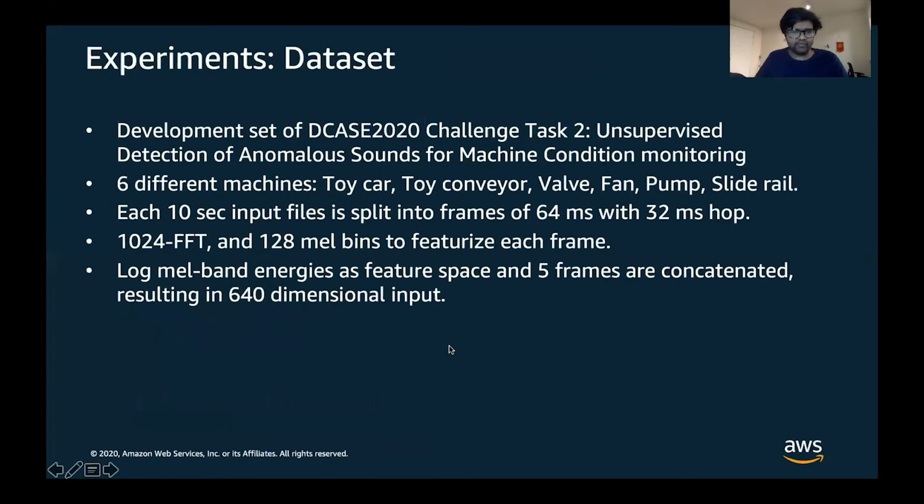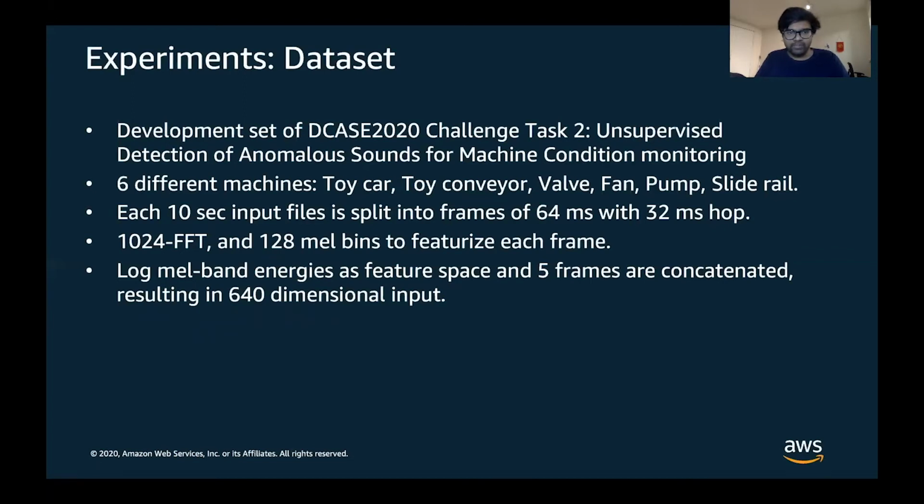So the dataset that we use for this paper is the development dataset of DCASE 2020 challenge, task 2. NTT and Hitachi organized a challenge for unsupervised detection of anomalous sounds for machine condition monitoring. There were 6 different machines in the challenge dataset: toy car, toy conveyor, valve, fan, pump, and slide rail. They provided 10-second input files, and each file either came from a normal machine or an abnormal machine.